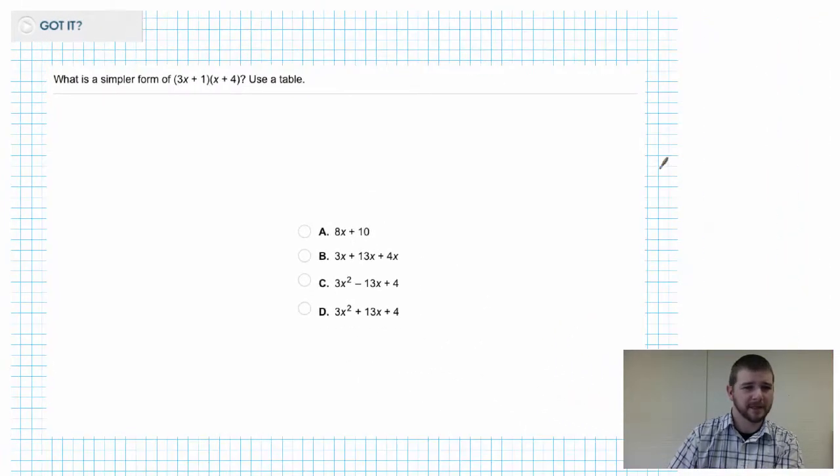And here's your chance to demonstrate that you have got it. What is a simpler form of 3x plus 1 and x plus 4? Use a table and decide between the choices at the bottom.